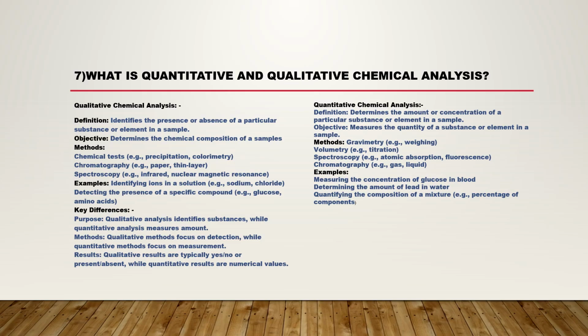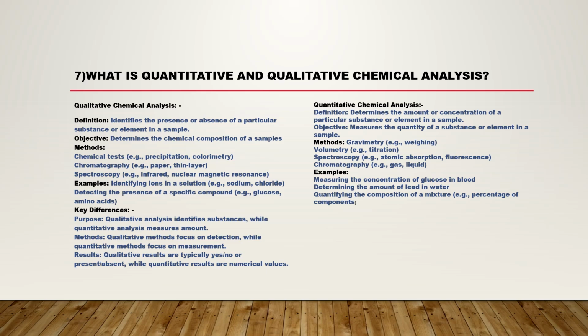Qualitative chemical analysis. First of all, definition: identify the presence or absence of a particular substance or element in a sample. Objective: determine the chemical composition of the sample. Methods: chemical tests, precipitation, colorimetry, chromatography, for example paper chromatography, thin layer chromatography. Spectroscopy: infrared, nuclear magnetic resonance. Example: identifying ions in a solution, sodium chloride.